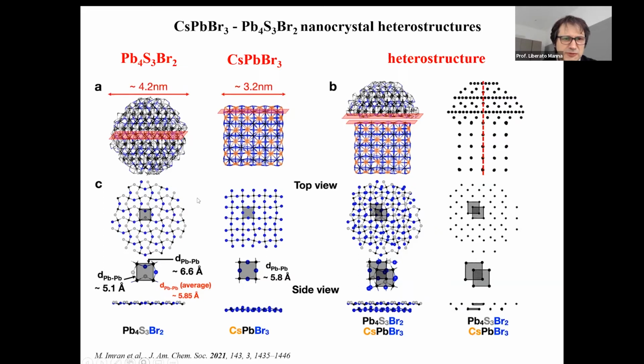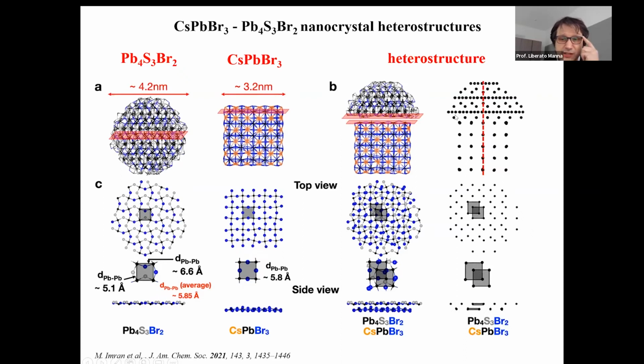So, for example, on the left, you see a model of chalco bromide nanocrystals. Here in the central part, you see the atomistic model of the cesium lead bromide. You can fit, for example, this sphere. You cut this sphere in half, you get a hemisphere, and then you position on top of this cube, and the matching is very nice.